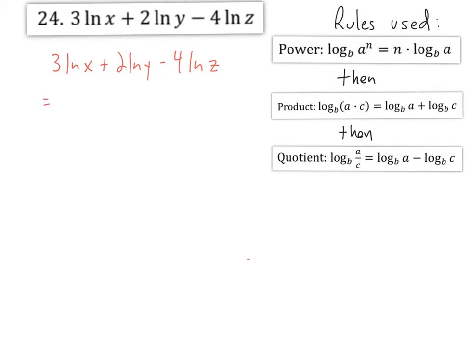Okay, so first one, we'll take this 3 and bring it in and make it the exponent of x. At the same time, same step, we'll take this 2, bring it in and make it the exponent of y, and then we'll take this 4 and bring it in and make it the exponent of z. So this will become ln x cubed plus ln of y squared minus ln of z to the 4th. Alright, so all those things that were multiplied out front just became exponents.